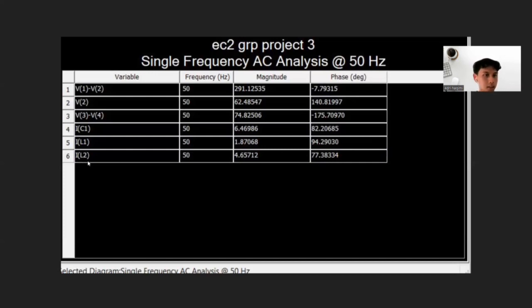And the last one is for the load, we get 4.96, and the phase is 77.38 ohms. And for the calculation, we get 4.95, and the phase is 77.39. So for the load, current load, we get the same as the calculations.